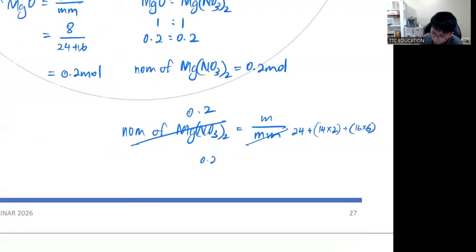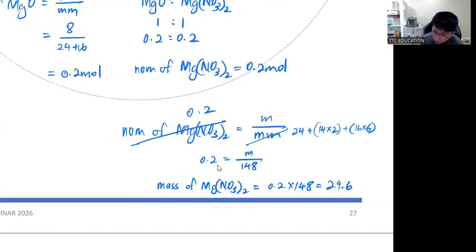Okay, so 0.2 equals mass over 148. So your mass of magnesium nitrate will be 0.2 multiplied by 148, which is 29.6 grams. Answer.